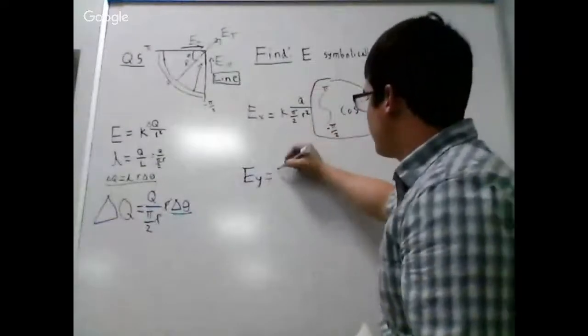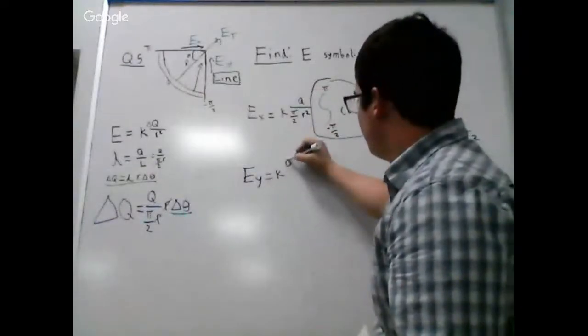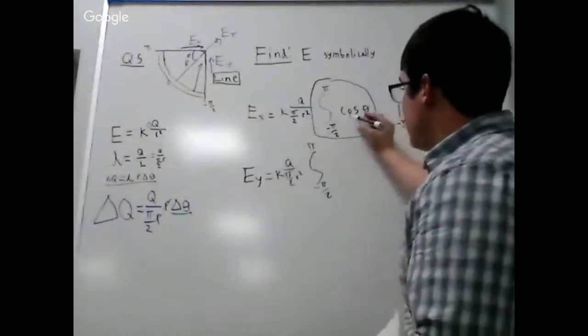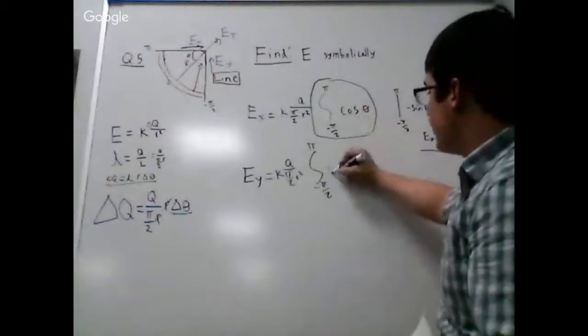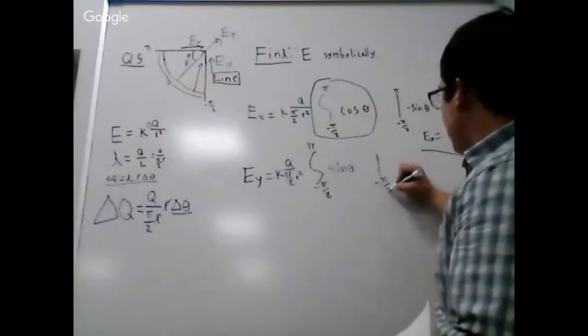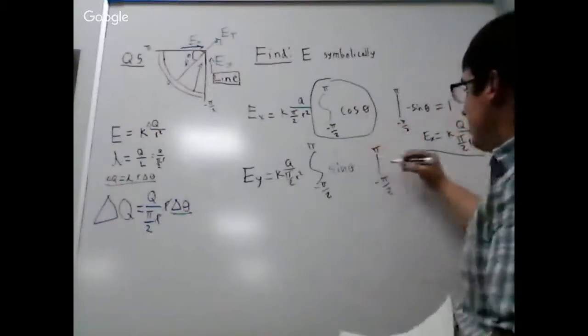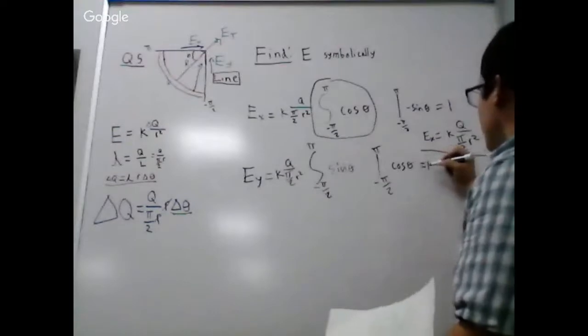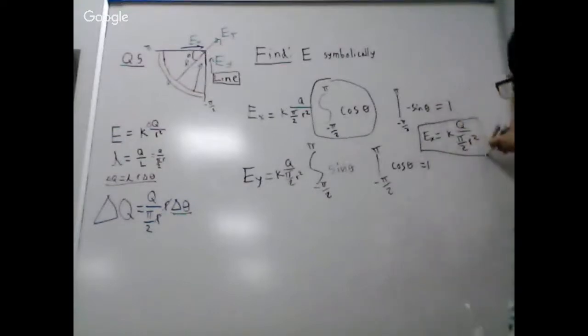And now for E of y, you actually get all the same stuff, except this time, because it's in the y direction, we're going to have sine of theta. And so that's going to give us negative pi halves to pi. Integrate that, it's going to be cosine of theta. And that actually gives you 1 as well. So you actually end up with the same equation here for both of them.